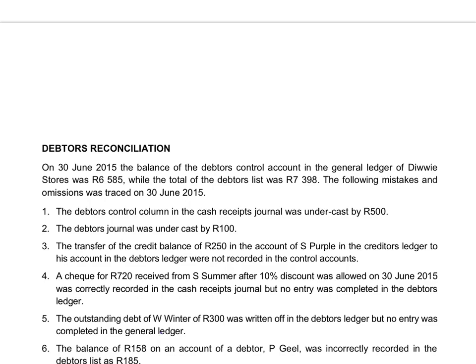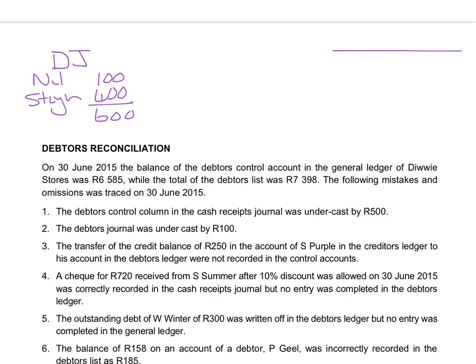If we have the debtors journal or any of your other journals, it means that you will have sales to Nell, so for instance 100 Rand, sales to Stein 400 Rand, and we will add up and work out what is the total. Then we will transfer the individual entries to the accounts of the debtors. So we will open an account for Nell, debit his account with 100 Rand in the debtors ledger, open an account for Stein, and debit his account with 400 Rand in the debtors ledger.